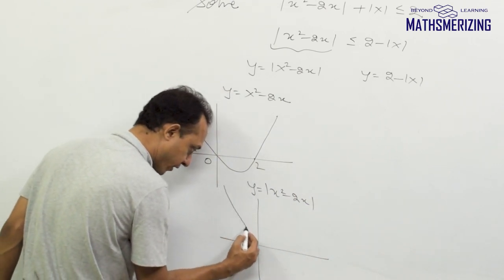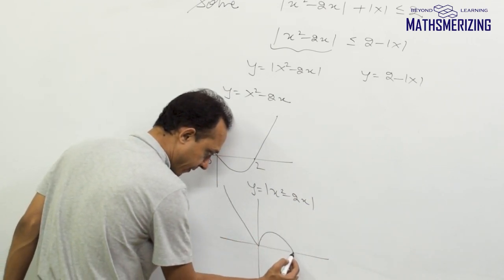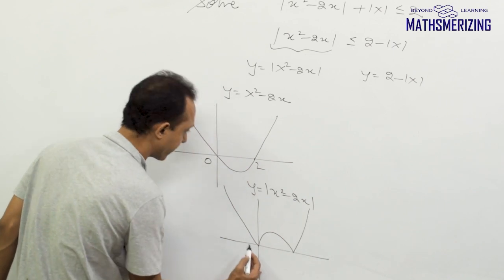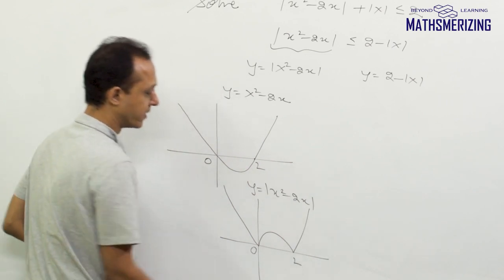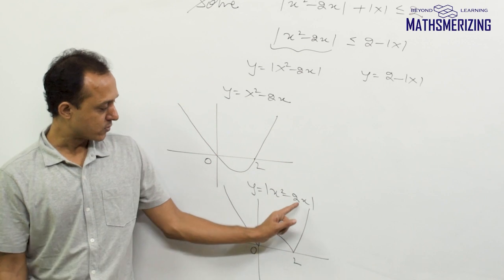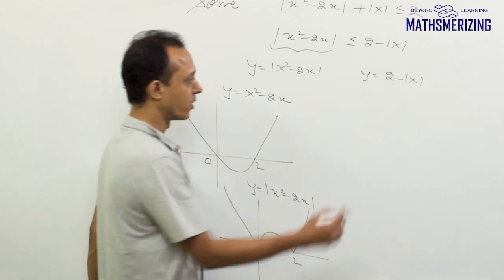So reflection of down on up, and then erase the graph from third and fourth quadrant. So that is the graph of mod of x square minus 2x. Now what about this one?